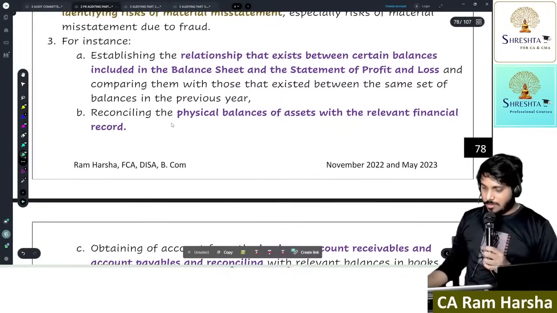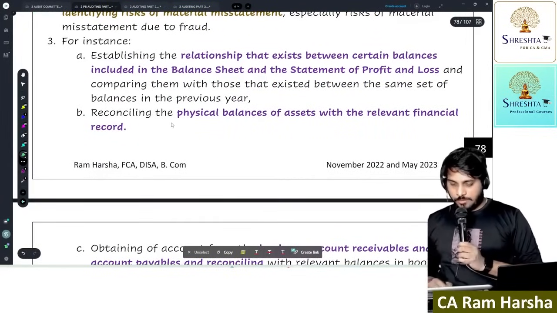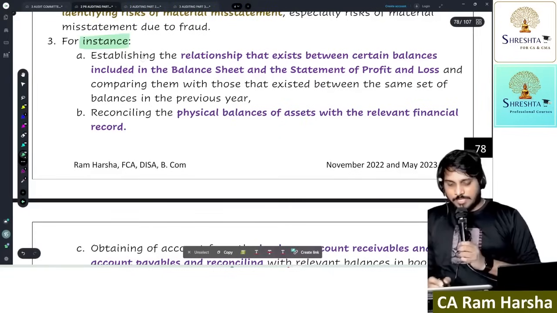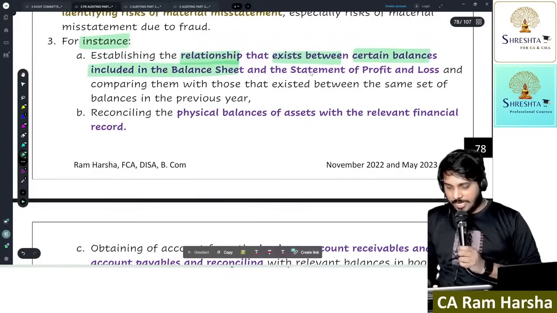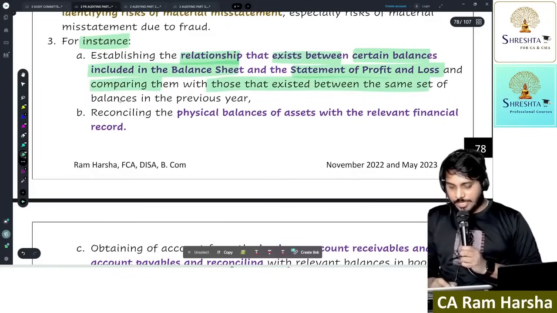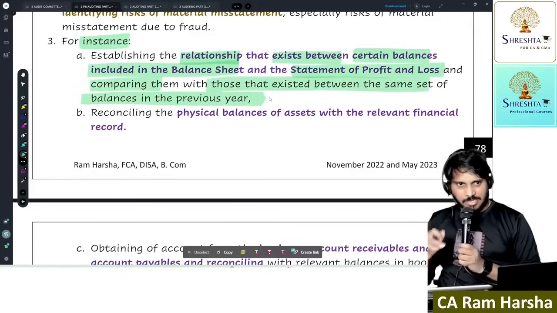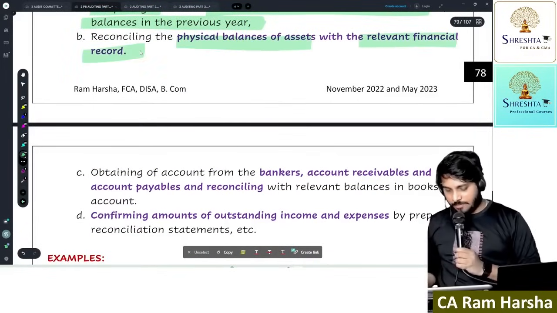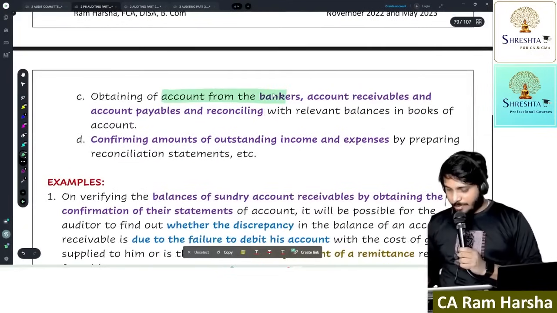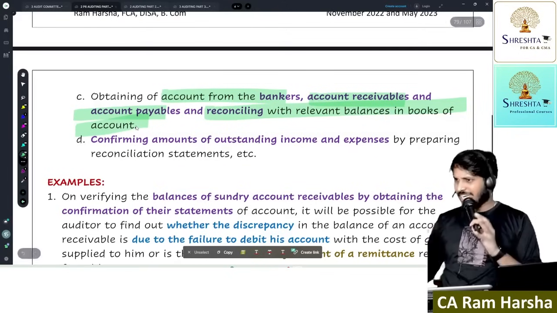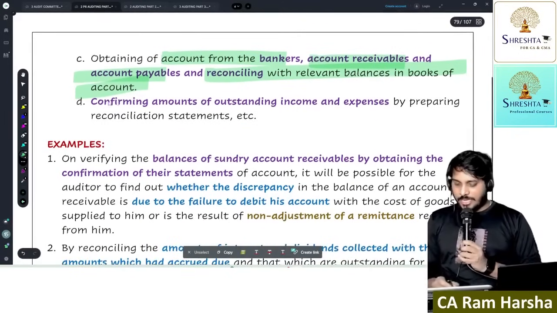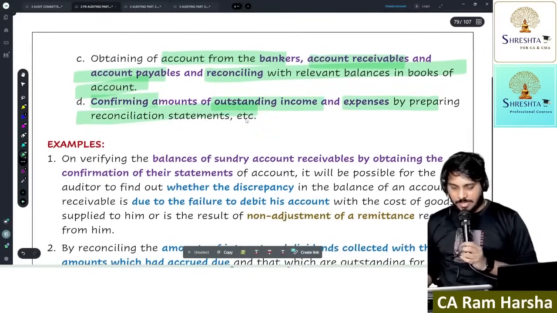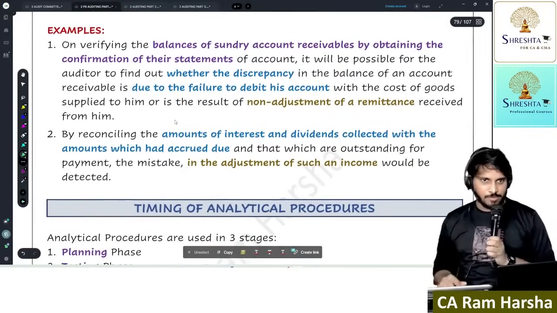Next. Like the examples I have given, establishing relationships that exist between certain balances included in the balance sheet and statement of P&L and comparing them with those in the previous year. Repairs and maintenance I compared with last year. Reconciling physical balance of assets with relevant data. Obtaining statements from banks, debtors and creditors and reconciling with relevant balances. I will cross verify. These are all analytical calculations. Confirmations for outstanding incomes and expenses by preparing reconciliation statements, and they have given various other examples.